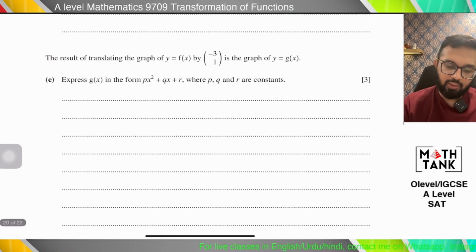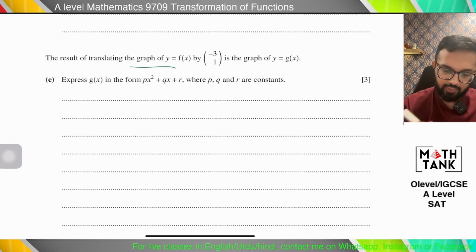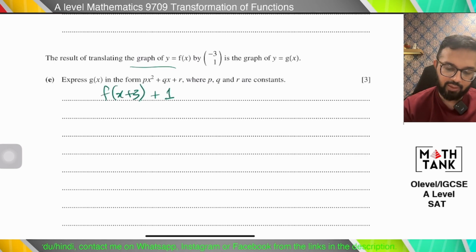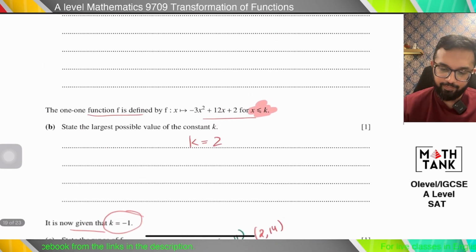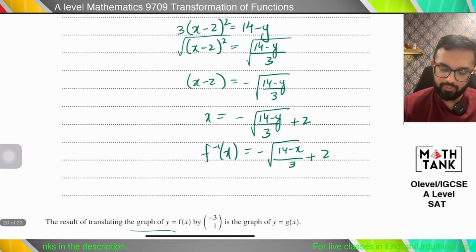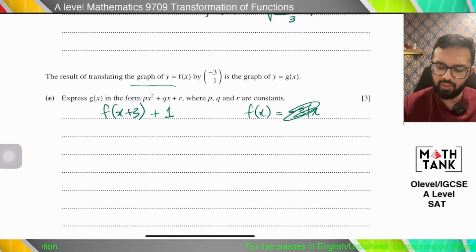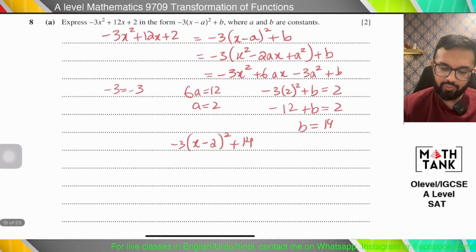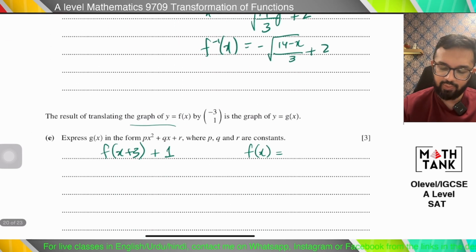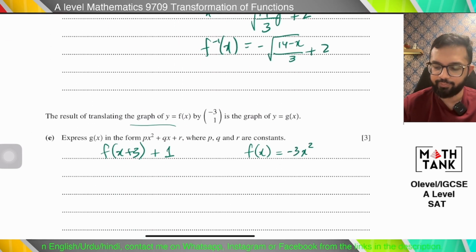Okay, and then the graph of this is translated. So f of x plus 3, plus 1. What was the original f of x? It was minus 3(x minus 2) whole squared. Do I need it in a particular form? I need it in that form. Let's just do that form. Minus 3x squared plus 12x plus 2.